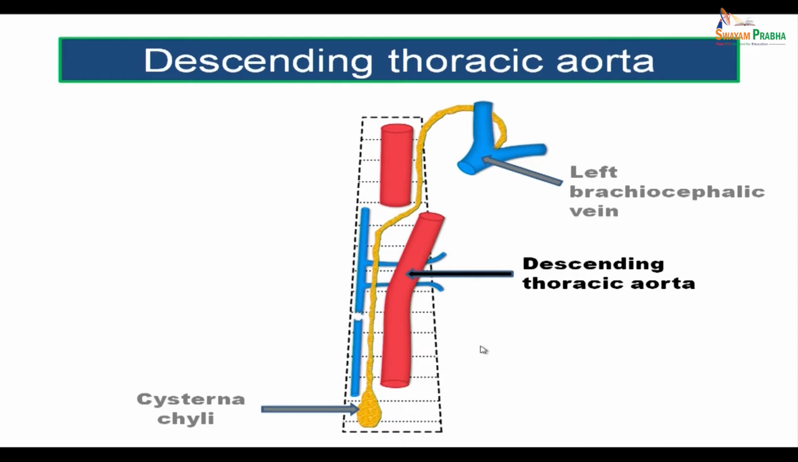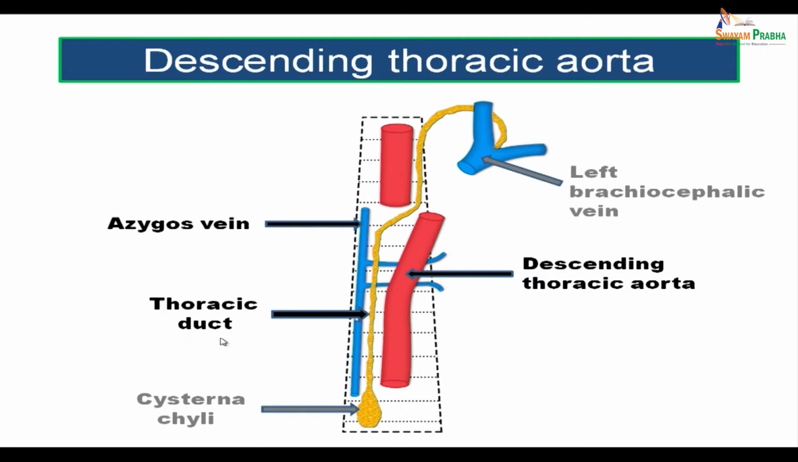So, this is the descending thoracic aorta. This is the azygous vein, and here is the thoracic duct and the esophagus. It comes to lie anterior to the aorta in the lower part.